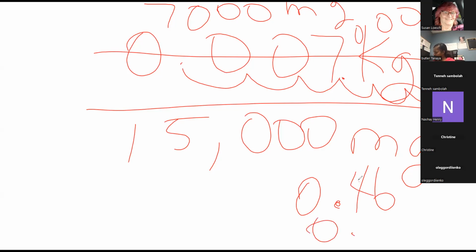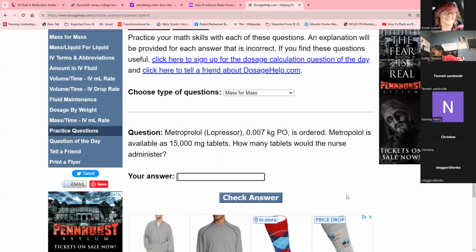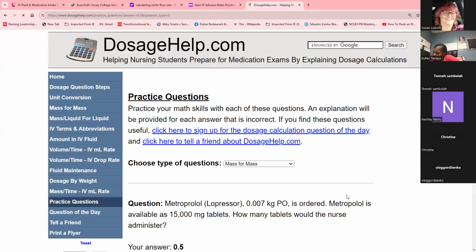0.46 or half a tab. Divided by 6. Oh, okay, yeah. Okay, because that's what I got. And I'm like, but I'm not looking at the tenth. Well, you can't give 0.46 of a tablet, right? This is where critical thinking comes in. So you round that 4 up to a 5.